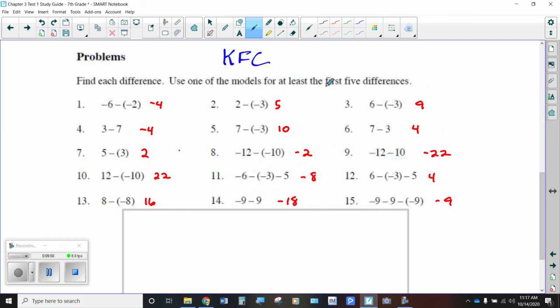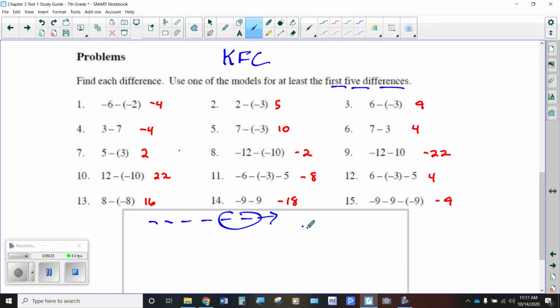You could use models for some of these. It does say use one of the models for at least the first 5 differences. One of the models that I would prefer that you use would be using the plus and minus signs. So if I take problem number 1, this is 1, 2, 3, 4, 5, 6, and you're going to take away 2 negatives. So that leaves you with 1, 2, 3, 4 negatives is your answer.